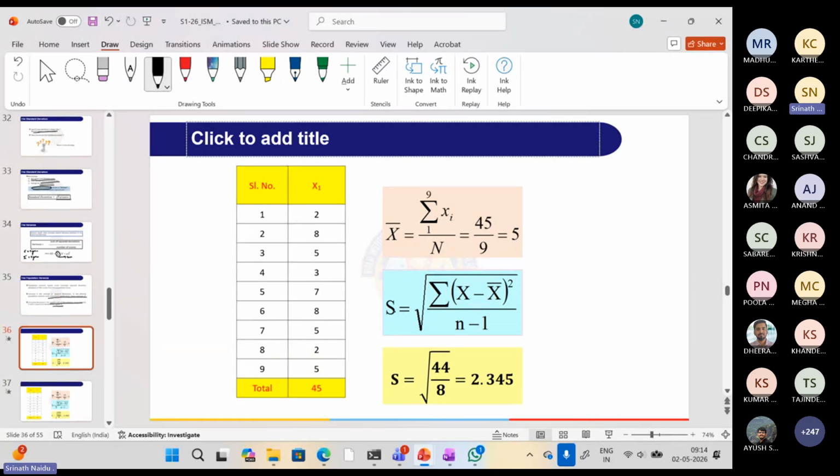And now look at what we have done over here. I'm taking the standard deviation to be sigma of (x minus x bar) the whole squared. That is the sum of squared deviations. And I'm dividing it by something, right, and taking the square root.